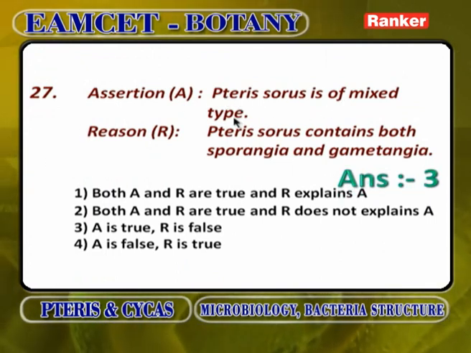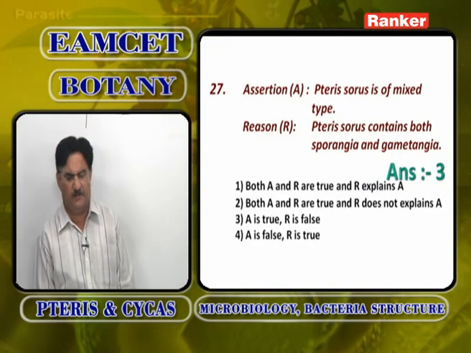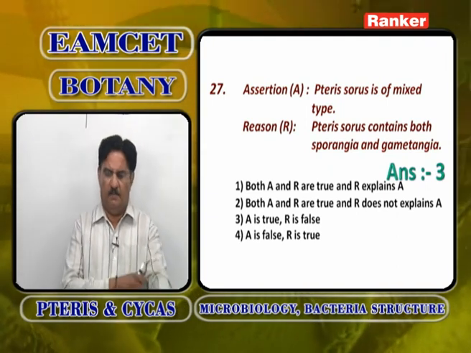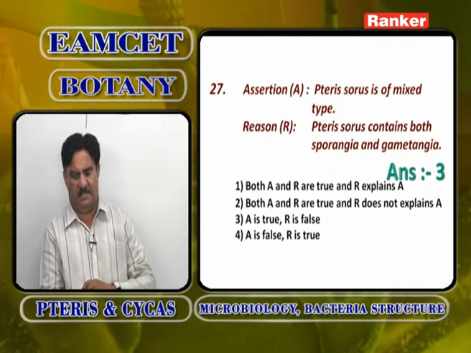Pterosaurus is a mixed type. Pterosaurus is a mixed type is correct. It shows different stages of sporangia in them. Different stages of sporangia means some sporangia are well developed, some are still developing, some have liberated spores, and many other structures like this. But Pterosaurus is a mixed type is correct.